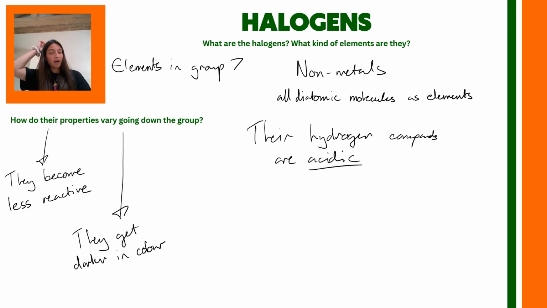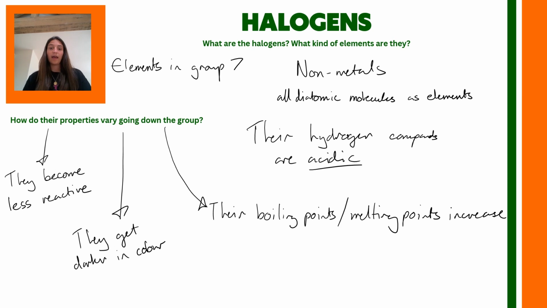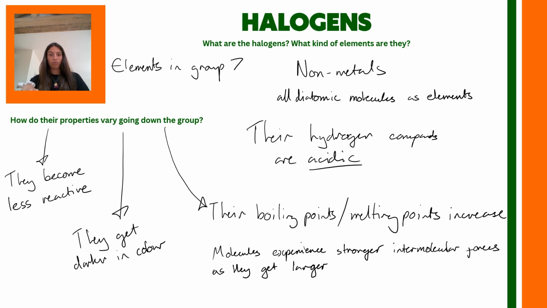They get darker in colour as we go down the group, and their boiling points and their melting points also increase as we go down the group. And that is to do with, again, the molecules experience these stronger intermolecular forces as they get larger, basically.